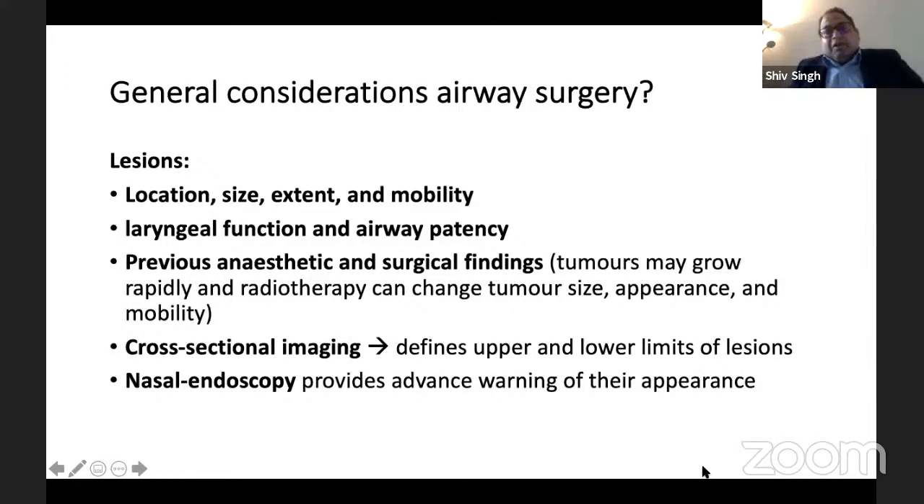It would be nice to actually have a look at the CT or MRI images, especially the cross-sectional images, to see the upper and lower limits of the lesion, or how it is affecting the airway. The ENT surgeon normally performs a nasal endoscopy, so it's a good idea to go through the surgeon's notes, and see if they have put down any warnings, whether they were able to visualize the vocal cords easily or it was obstructing the airway. So you'll have a lot of information from that.